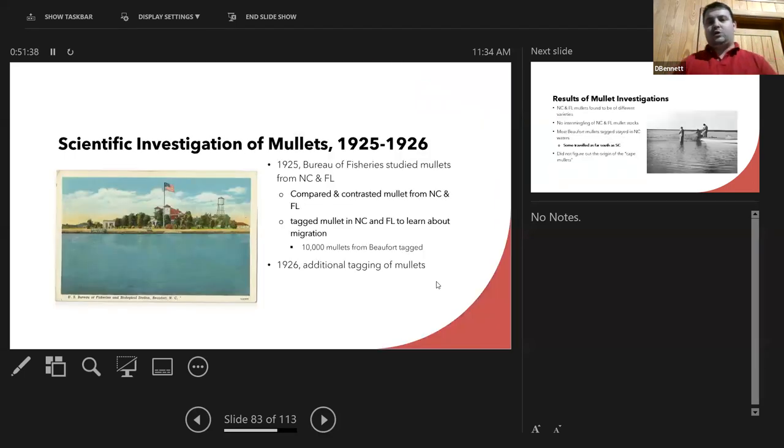in the mid-1920s, the Bureau of Fisheries decides to conduct some scientific investigations to hopefully answer some of these questions. And the lab on Pivers Island is involved. There are studies that compare and contrast mullet found in North Carolina and Florida. And they actually tag mullet in both North Carolina and Florida and release them to try and figure out where they're going. And 10,000 are caught and released here in Beaufort. And then in 1926, they repeat these experiments.